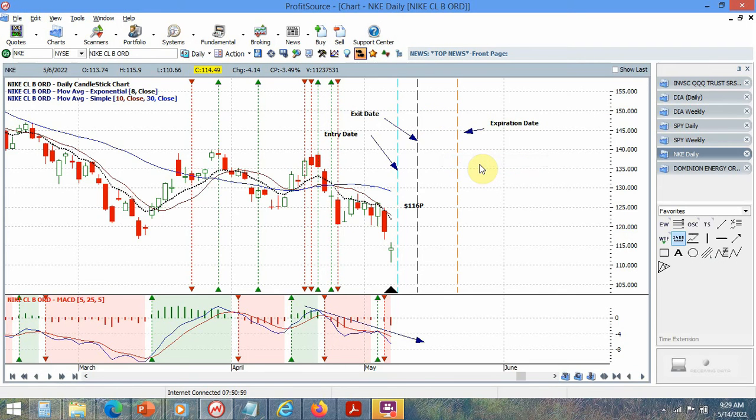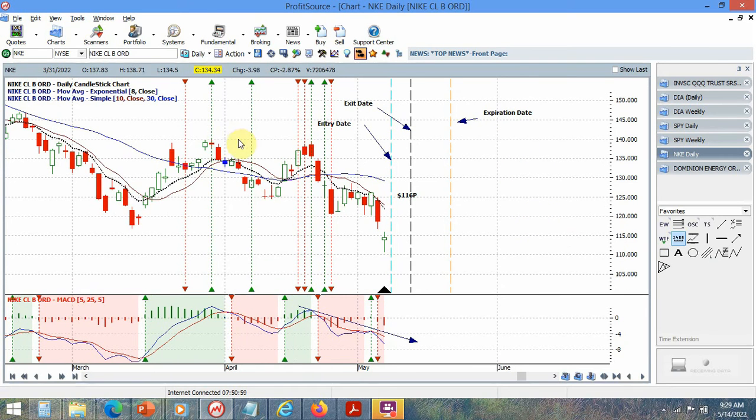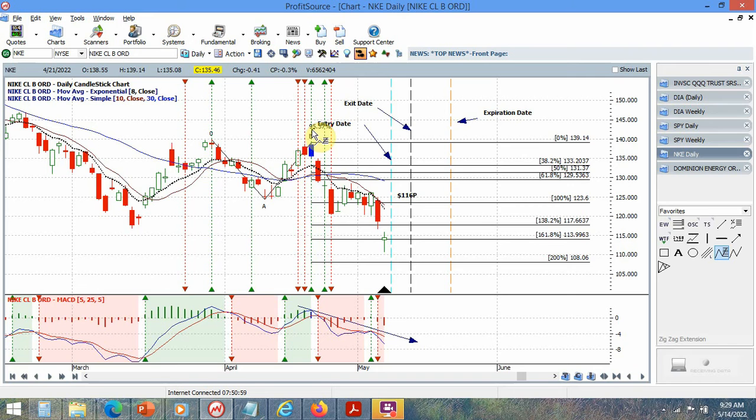So let's look at how we're going to project the price target. Again, using the two significant highs, I take this zigzag tool here. I'm going to connect the two highs along with the significant low. So from high to low, back up to high. And these lines across here are potential price targets.